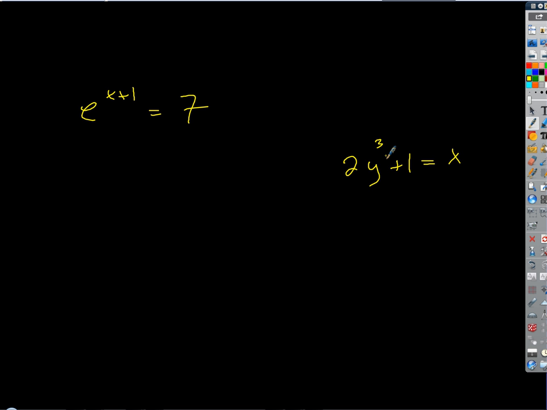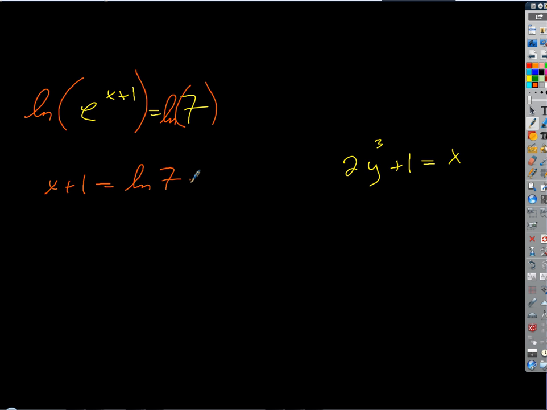I'm going to log both sides because the natural log is the inverse function of an exponential function, right? And so they must undo each other, right? So the natural log of e to the x plus 1 is x plus 1, right? I've got to do the same thing to both sides though. So I end up with x plus 1 equals natural log 7, which is just a number.